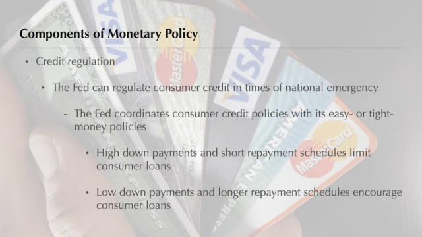The Fed coordinated its consumer credit policies with its easy or tight money policies. Suppose that Evelyn decides to borrow money so that she can convert her garage into a spare bedroom. Under an easy money policy, she is able to arrange for a long loan repayment period. If she borrows money while a tight money policy is in place, however, she may have to make higher payments over a shorter period of time. The Fed's ability to regulate credit was revoked in 1952.